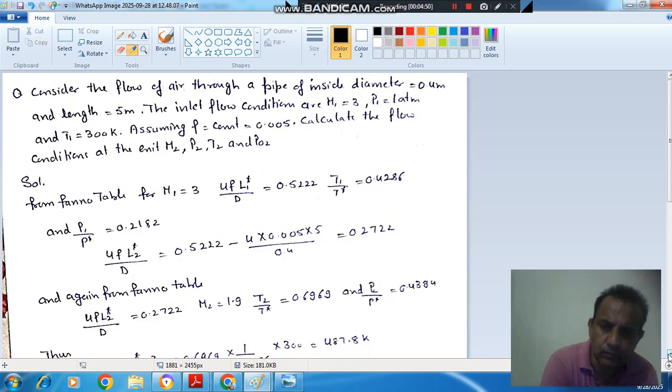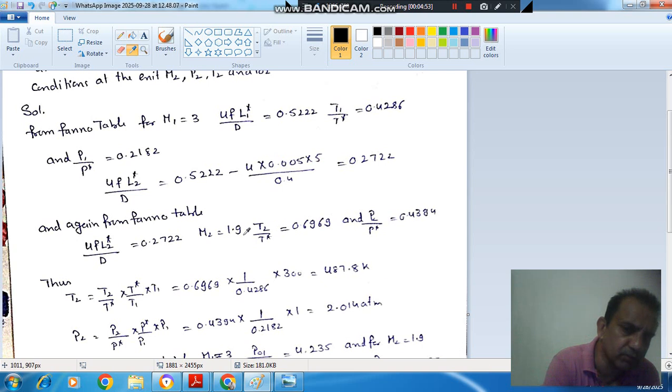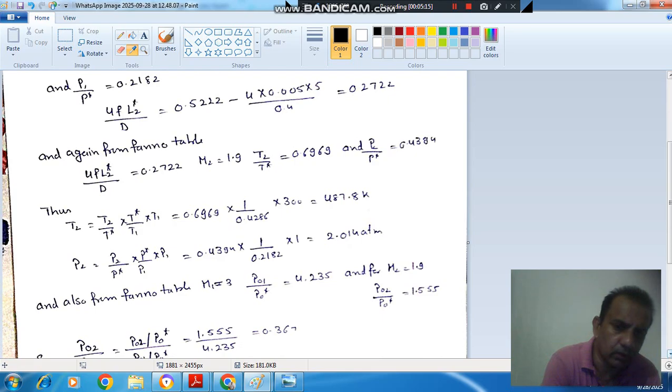Now we will follow the same procedure as in the previous example. T2 can be calculated as T2 by T star, multiplied by T star divided by T1, multiplied by T1. So we have the ratio T2 by T star, we have T1 by T star, and we have T1, so we can calculate T2. Similarly, P2 can be calculated. Also from the Fanno table we can see, at M1 equal to 3, P01 by P0 star, and at M2 equal to 1.9, P02 by P0 star. So these values are there.